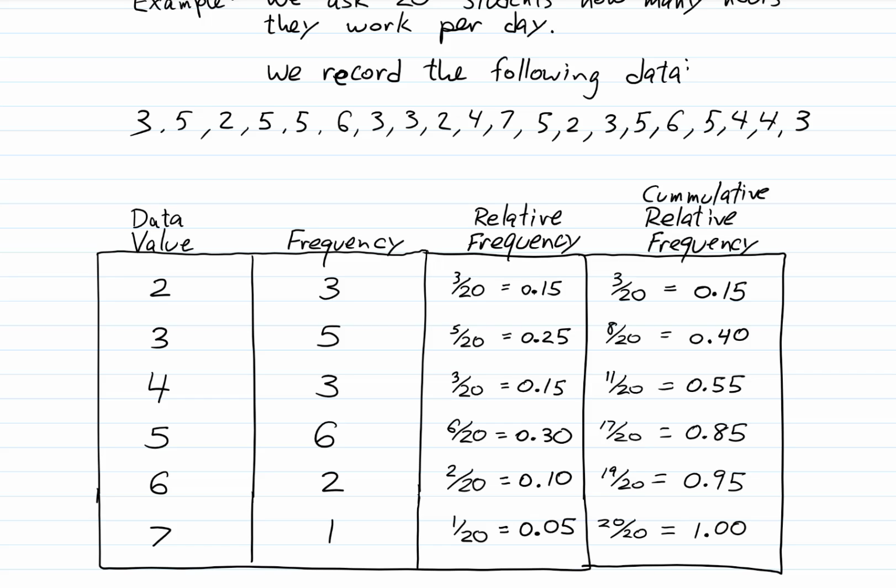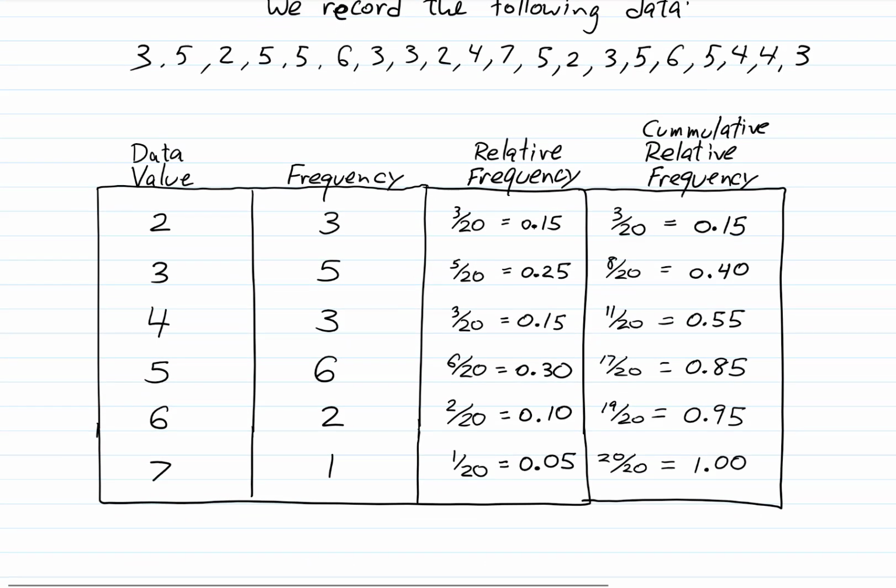Okay? A couple of things to keep in mind. When you do frequency, that column should add up to the sample size. If not, then you have miscounted something. In this case, 3, 5, 3, 6, 2, 1, those add up to 20, which is our sample size.